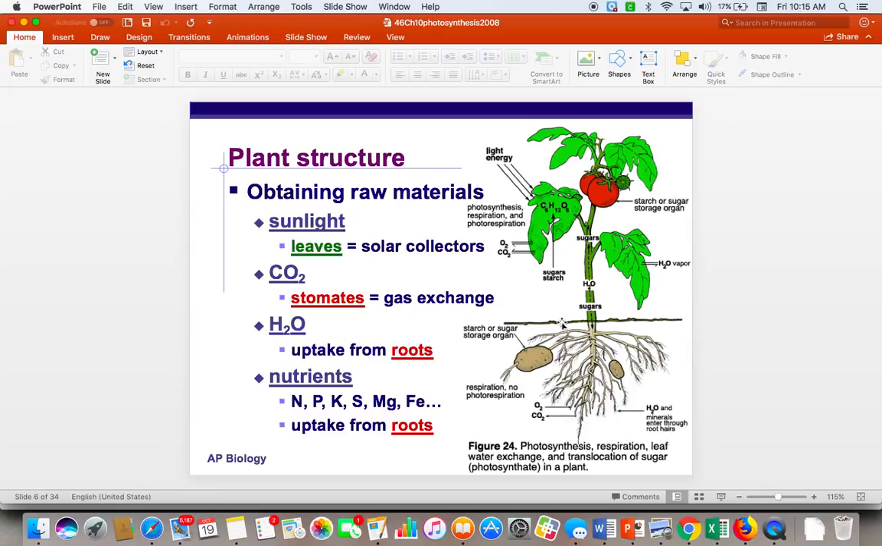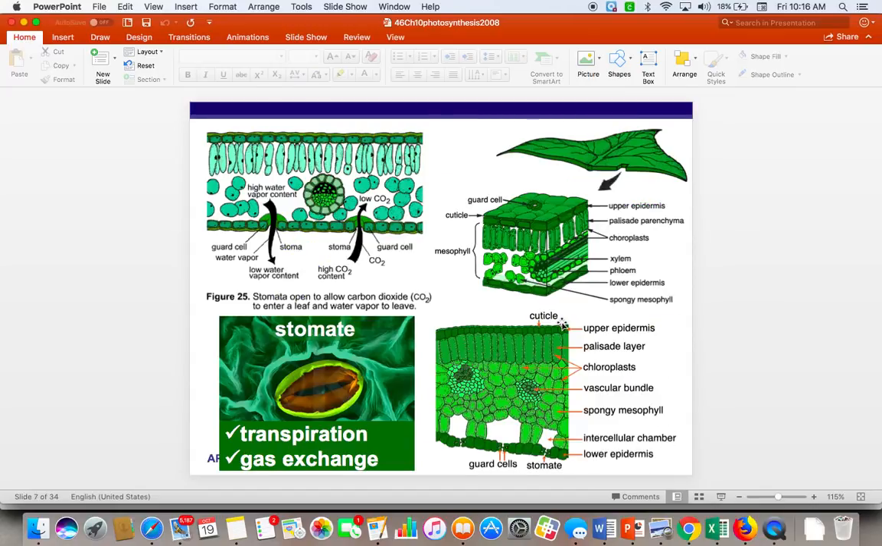This is just a little diagram showing us where the raw materials come from that we're going to use for photosynthesis. So we know that initially sunlight comes in and is captured by the leaves. There are many molecules of chlorophyll found in the chloroplast, which we'll talk about later. Then, of course, the carbon dioxide is going to come in from the bottoms of the leaves through things called stomates. Then water and nutrients come in from the roots.